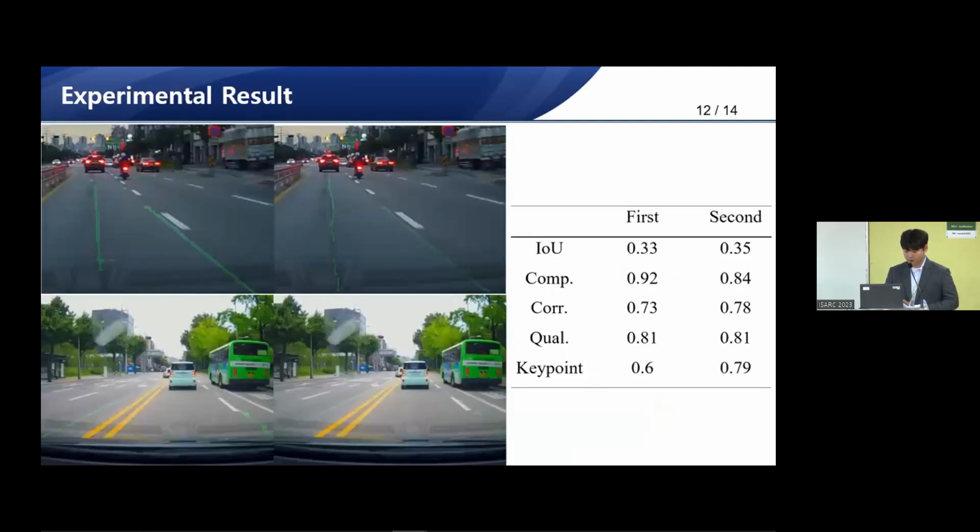The experimental results show that IOU scores are low, but the new metrics we proposed provide a more human-like evaluation. This comparison indicates that the proposed methods in this study are indeed effective.